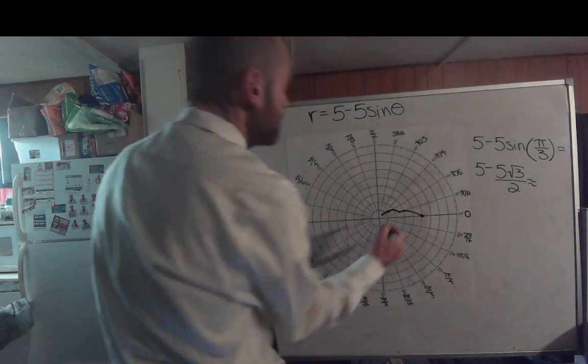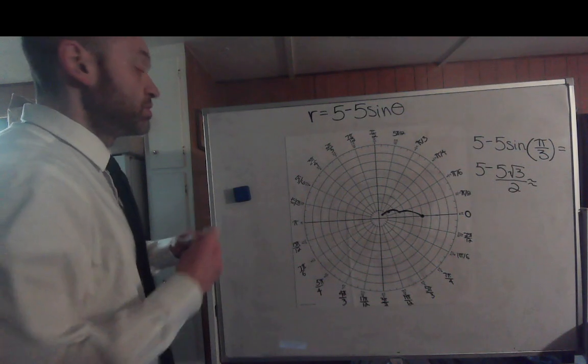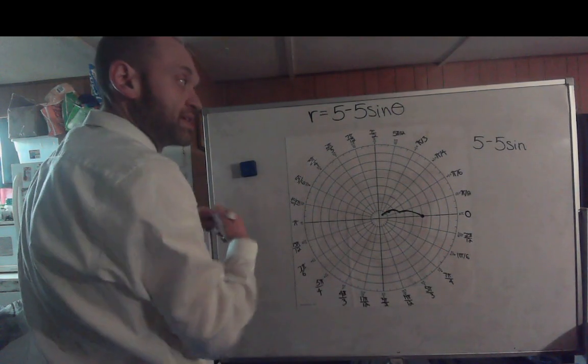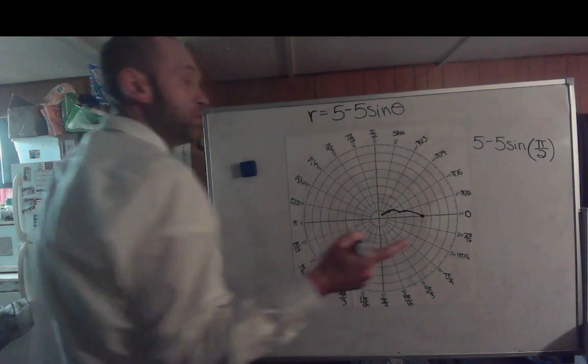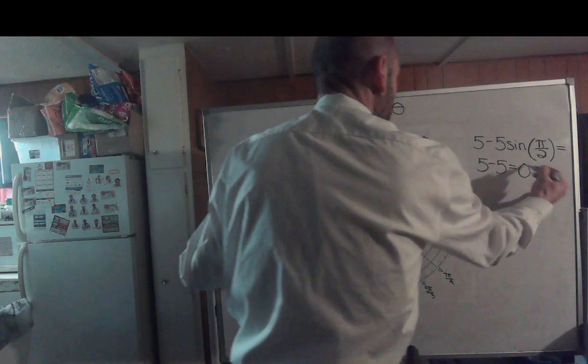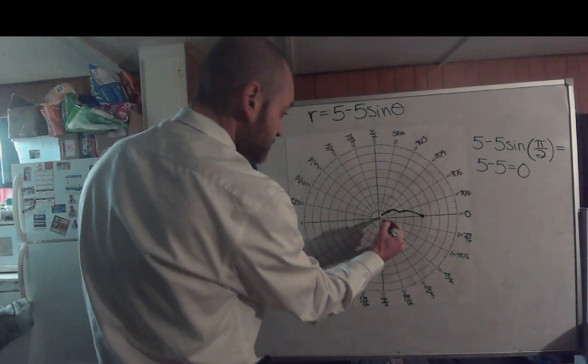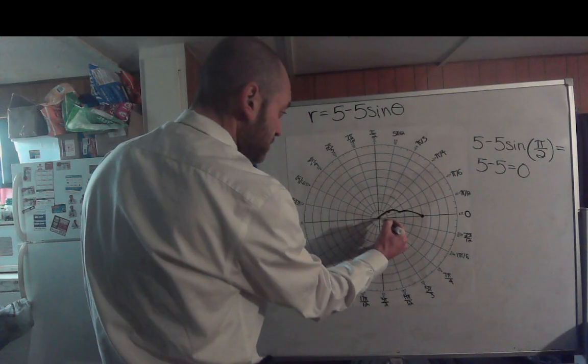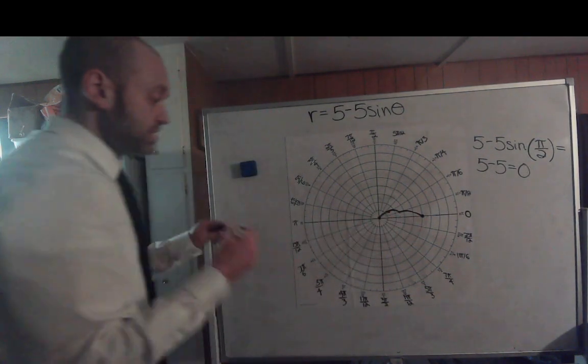And then let's go to pi over 2. All right. I know this is a lot of plotting, and just like plotting rectangular graphs, you got to find points and plot. So what is the sine of pi over 2? Well, that's just going to be 1, so you would just have 5 minus 5, which is 0. So at pi over 2, you actually have a coordinate of 0 based on this.